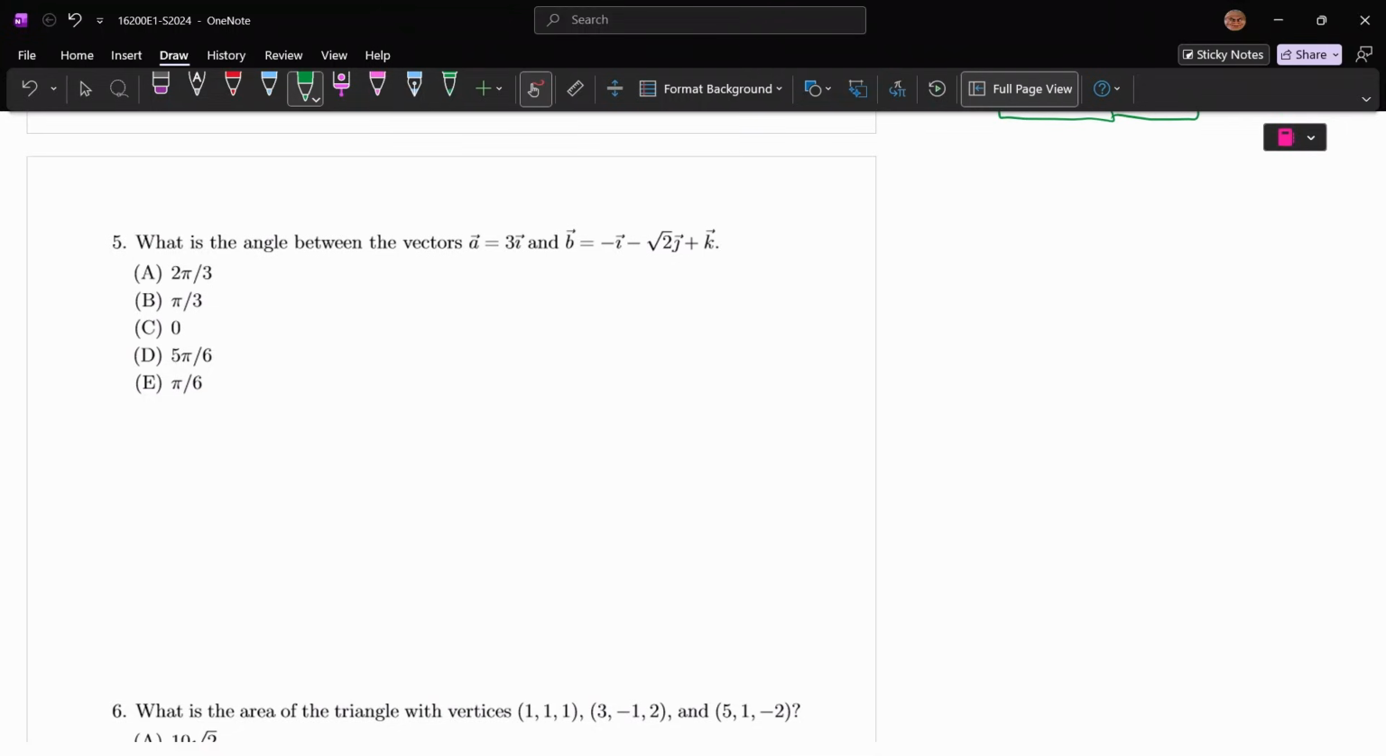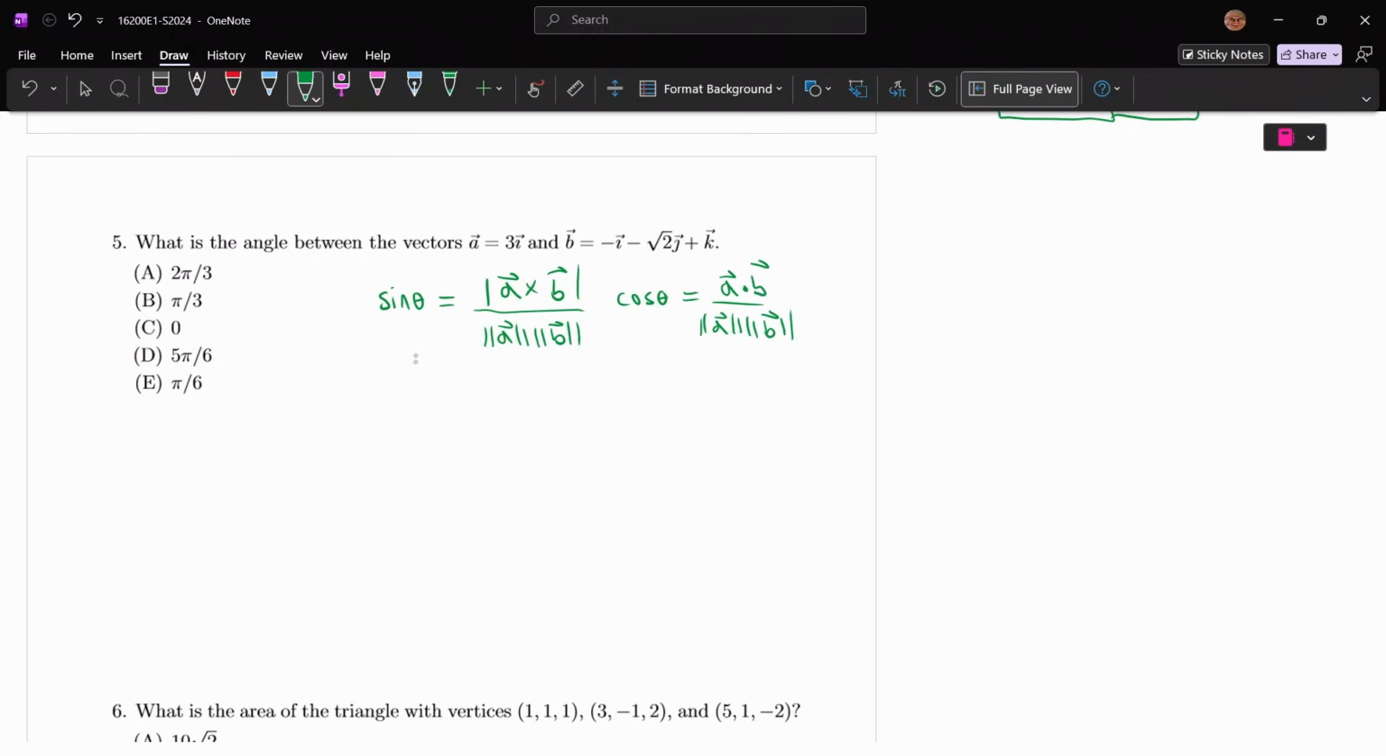The two relationships I'm going to bring in are related to sine and cosine. Recall that sine theta is equal to the magnitude of the cross product between two vectors, A and B, so the magnitude of A cross B, divided by the magnitude of A times the magnitude of B. And cosine of theta is equal to the dot product between A and B divided by the magnitude of A times the magnitude of B. From here we can isolate theta and find the angle.